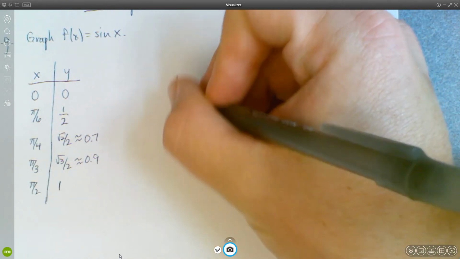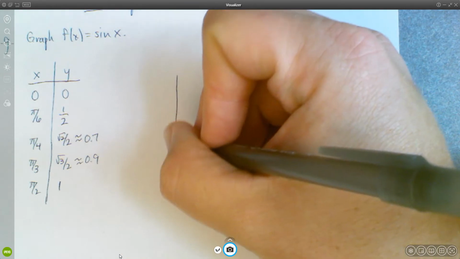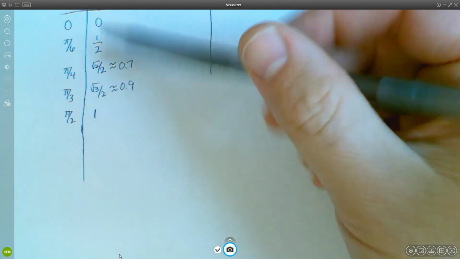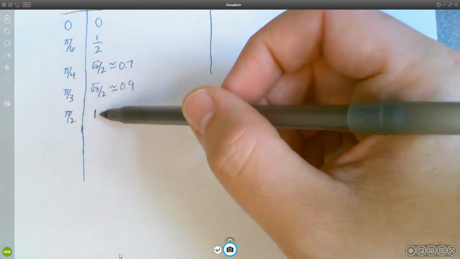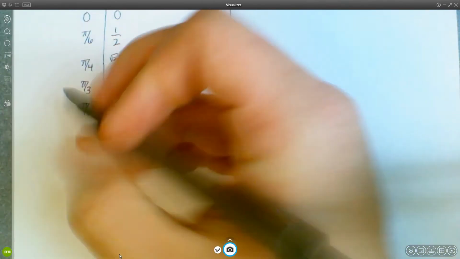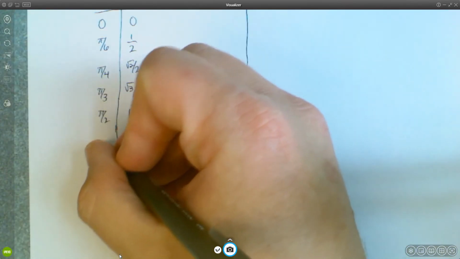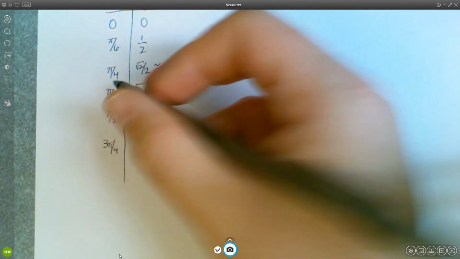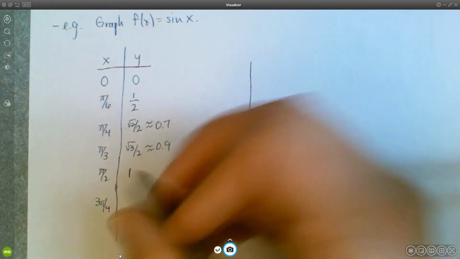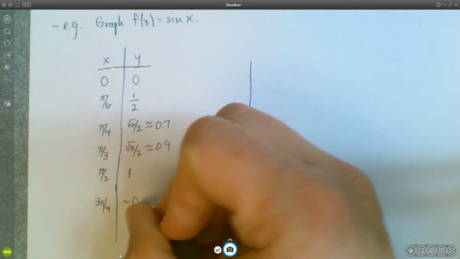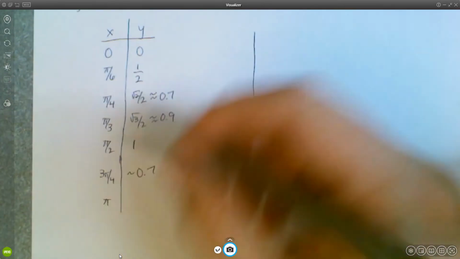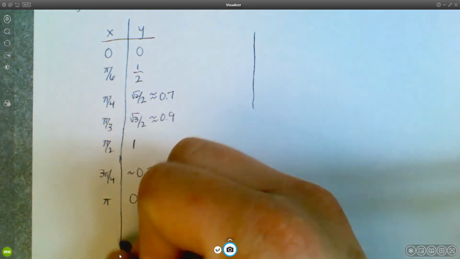Let's start plotting these things though. Actually, let me just go a little further. I think instead of doing pi over 6 and pi over 3, I'll just go by pi over 4. So the next one I'll go to is 3 pi over 4. Sine of 3 pi over 4 is the same as sine of pi over 4, right? So that's about 0.7. And then we make it all the way to pi. Sine of pi is 0.